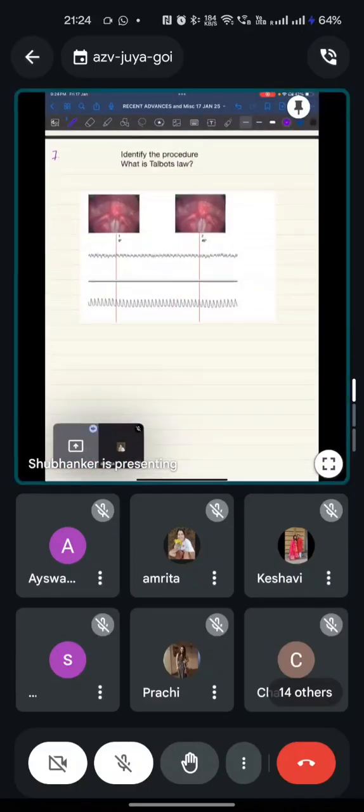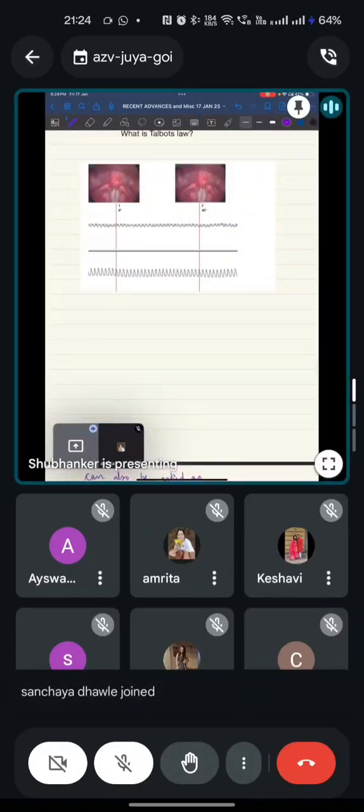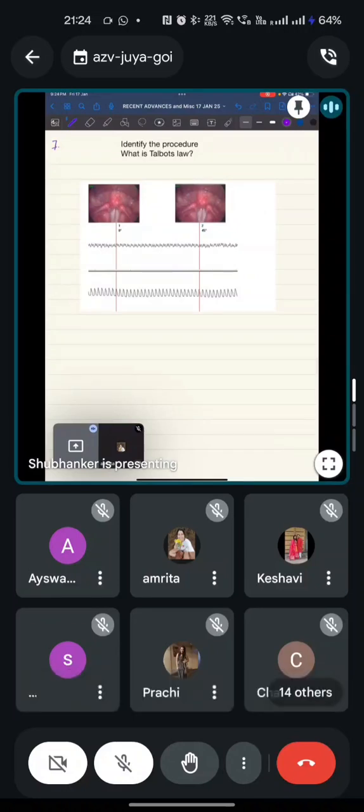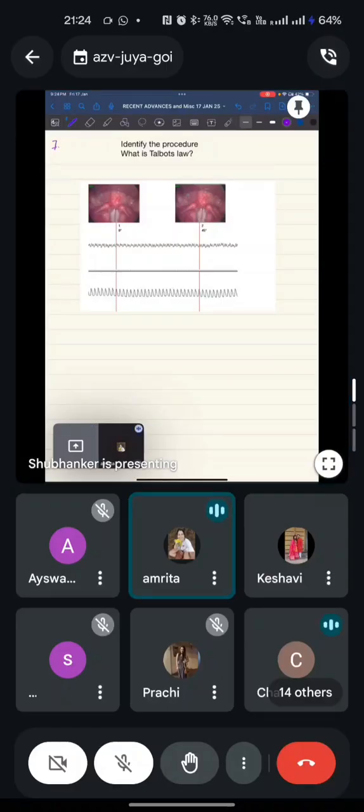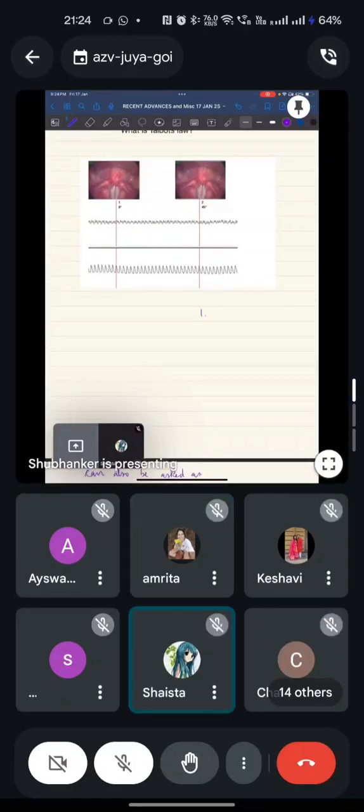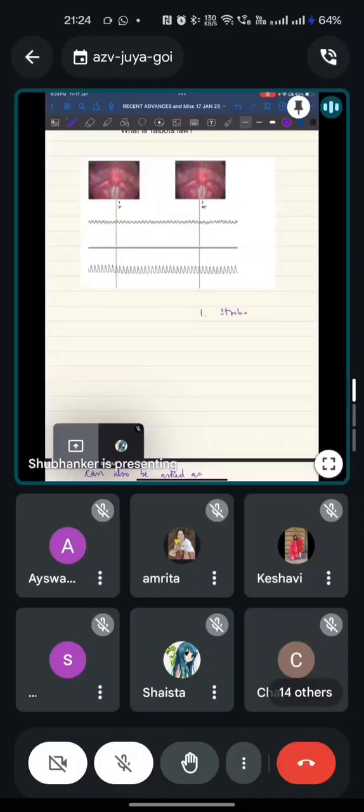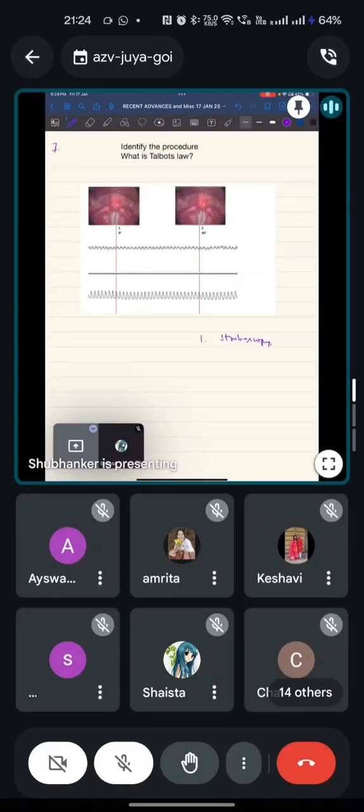So after these things, let's come to a few other things. Identify the procedure and what is Talbot's law. So can somebody take a try? What procedure are they talking about? Stroboscopy, video stroboscopy. Any answer apart from that? Somebody has a different idea? If you have it, please speak it now. It's better to make a mistake over here rather than making it on that day of the exam. ठीक है? So shall we stick to stroboscopy? ठीक है? Moving ahead.